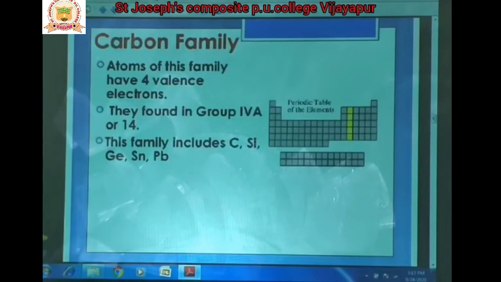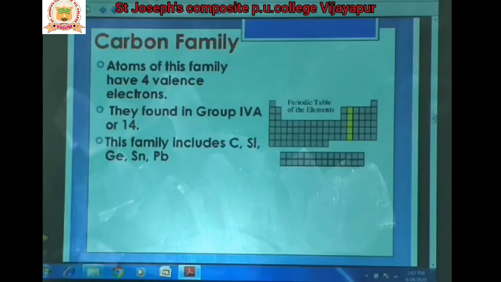Next, 14 family elements. The 14 family elements in P block are the carbon family, because the main element is what? Carbon. Below it are silicon, germanium, tin and lead. Let us see about the carbon family.